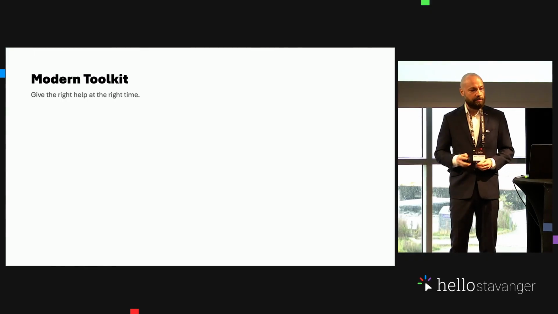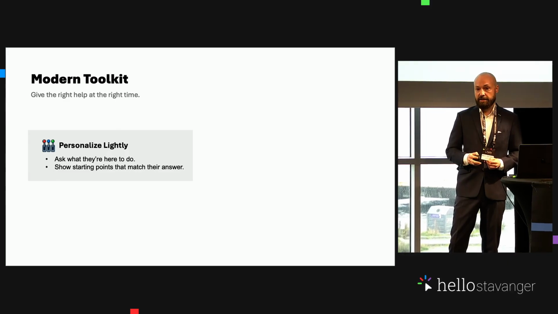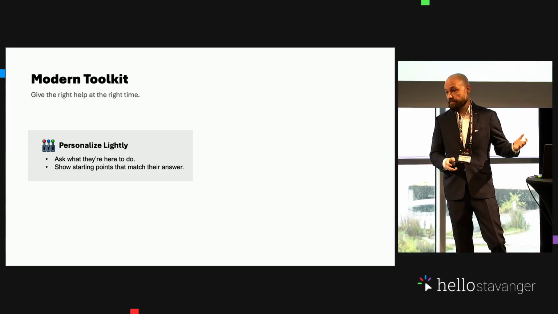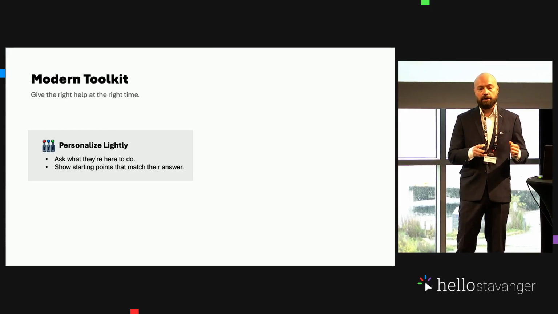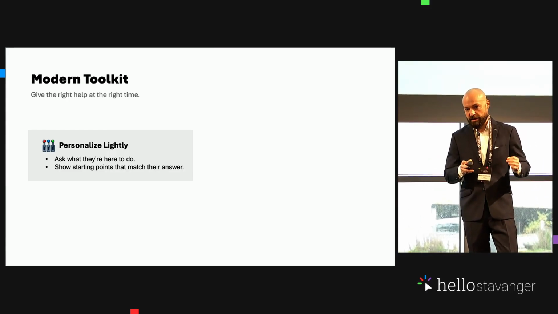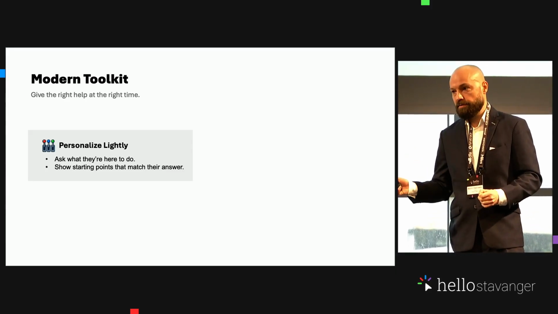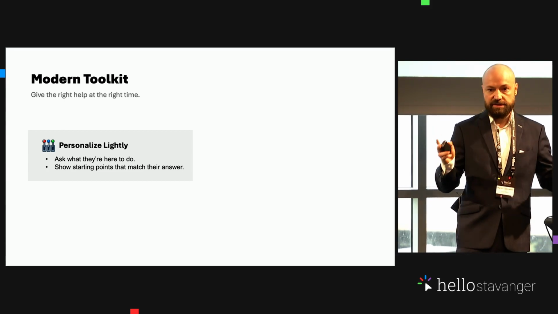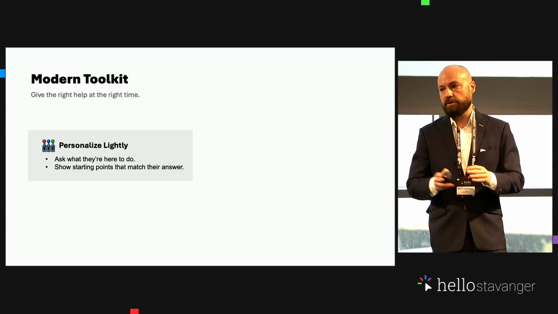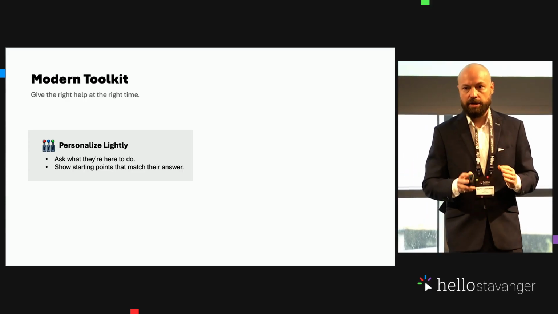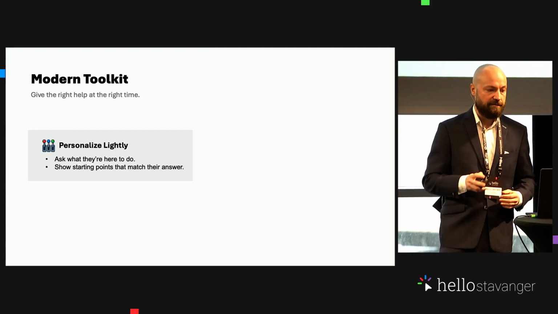Then we're going to look at the modern toolkit. So give the right help at the right time. Personalize lightly. So let's say, for example, you've all seen this: when you're signing up and you're being asked a few questions, you can always steer the application in a slightly different path, depending on the user. Are you into baking? Are you into sales? Are you into this and that? All these things can take you down a different path, and you can figure out what kind of user you are expecting, and what they want to see when they are past this phase.